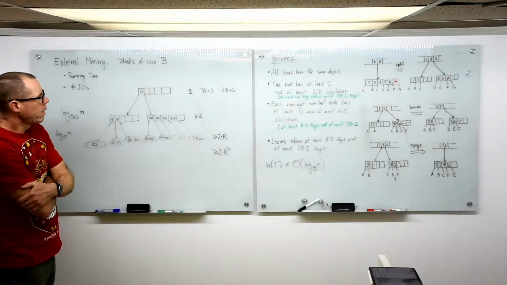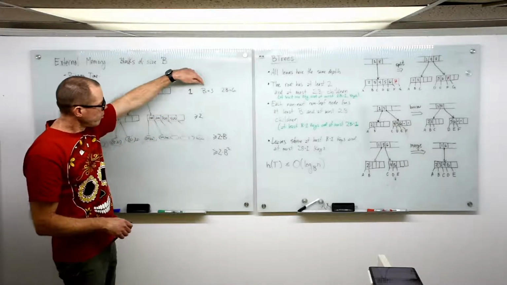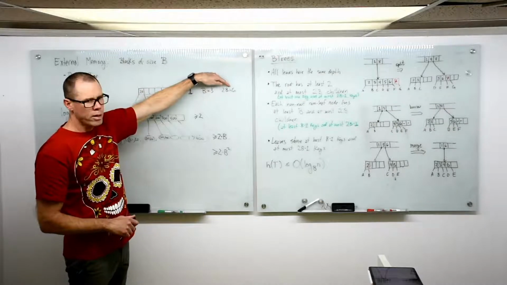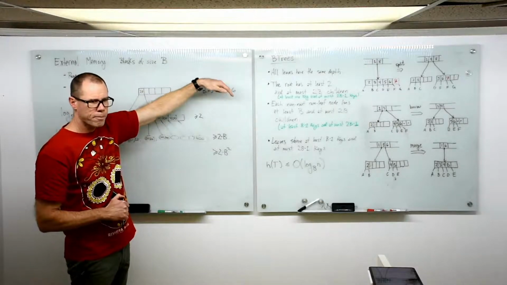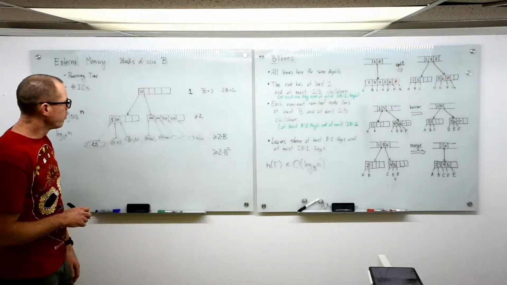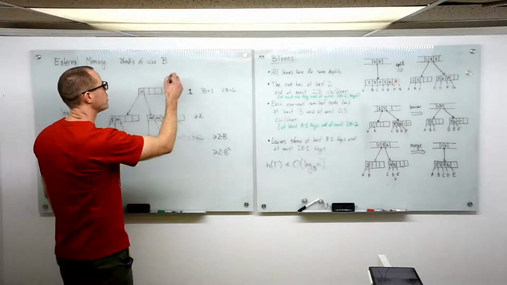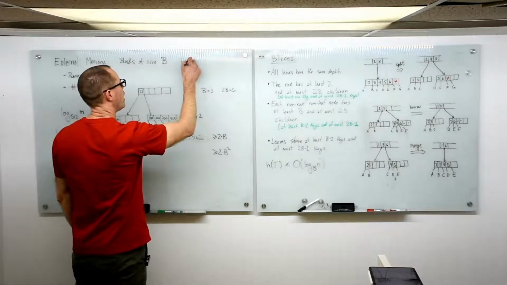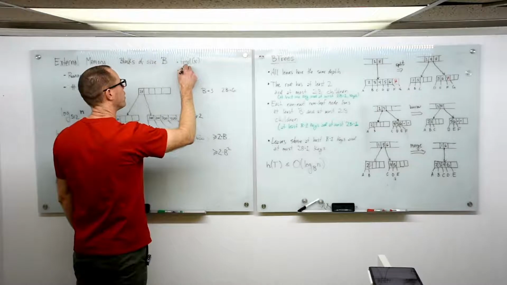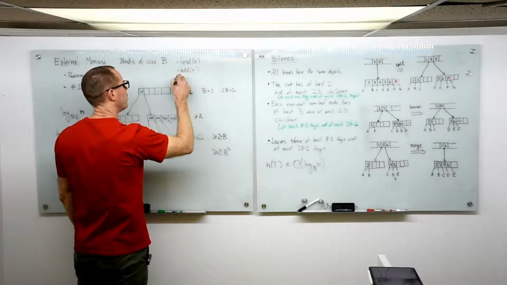So just for the examples we're going to teach now, let's stick with b equals 3 and 2b equals 6. We want to be able to do the 3 fundamental operations, which are find, add, and remove.